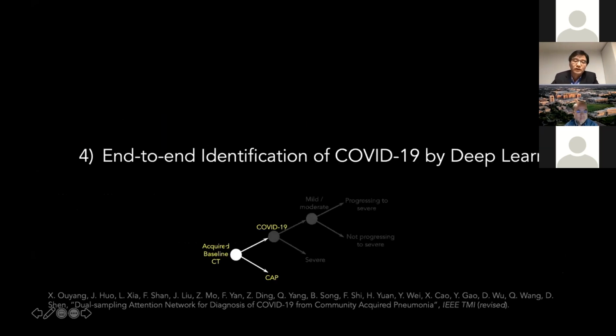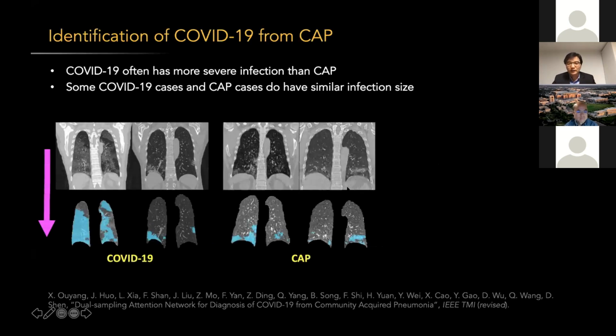So I just talked about three applications using traditional machine learning algorithms: multiple view learning, random forest, and group sparsity. In the next slides, I'm going to talk about the methods for the first two tasks using deep learning algorithms. Firstly, we want to use a deep learning algorithm to separate COVID-19 from CAP, community-acquired pneumonia.